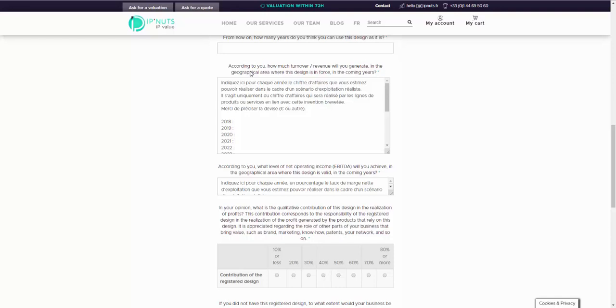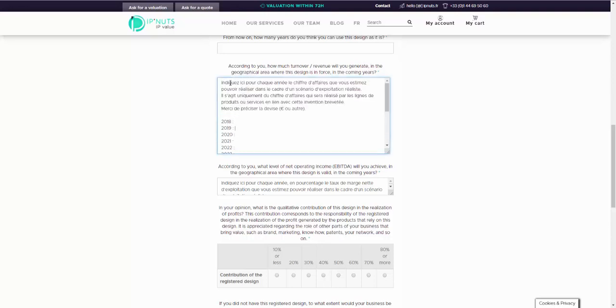So if you have registered your design only in France, or only in the UK, or only in the US, we are only interested in the turnover you will generate in these countries and in the coming years. This is quite important, and this is really the turnover related to the products that depend on your design in these countries. Okay, you have to be really careful about that.